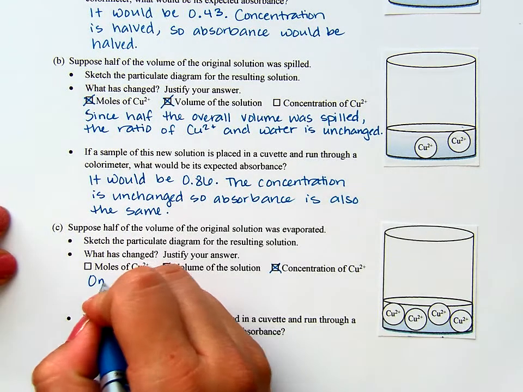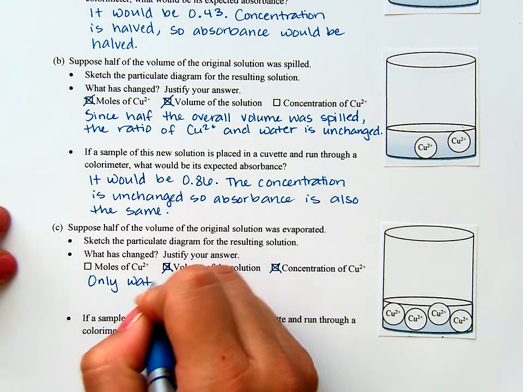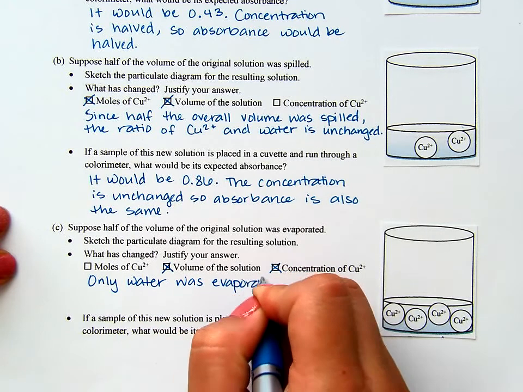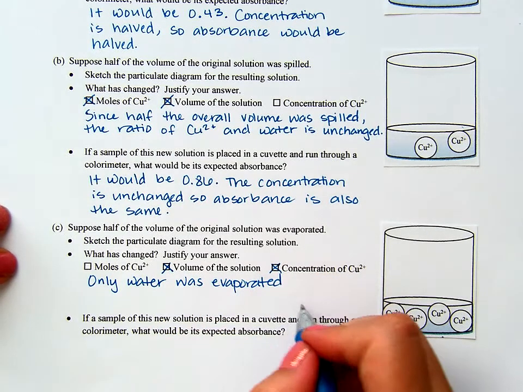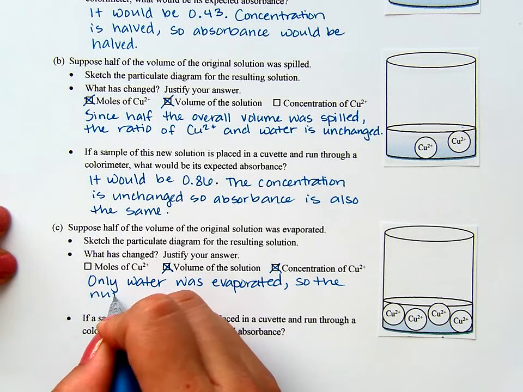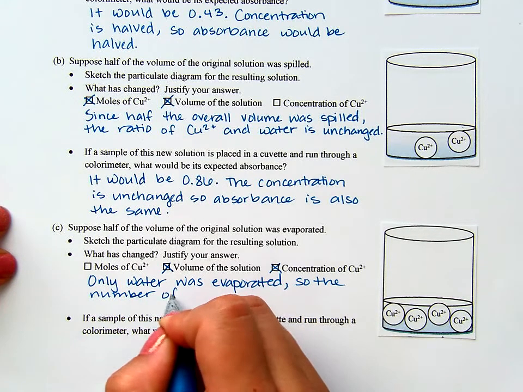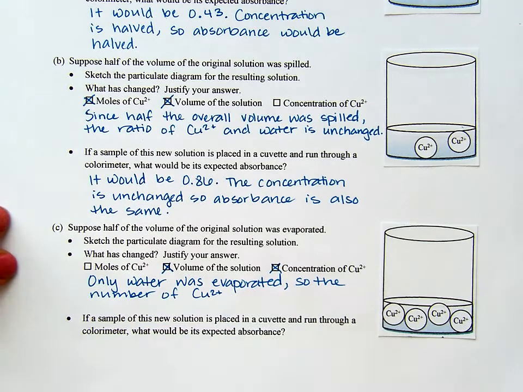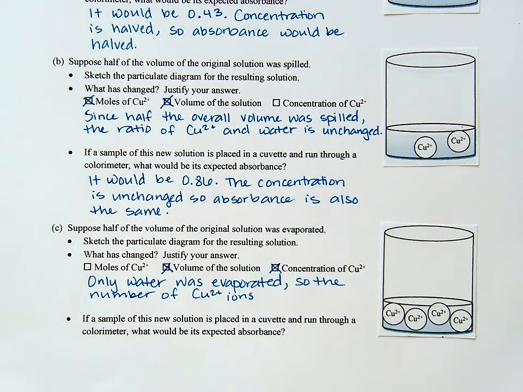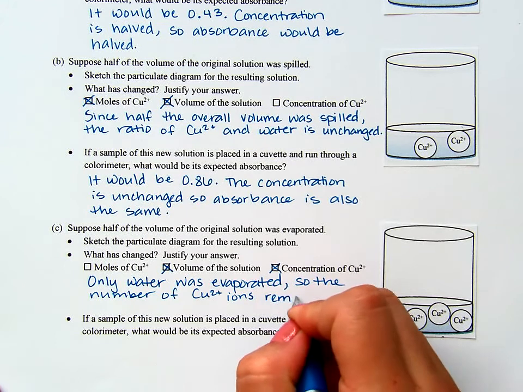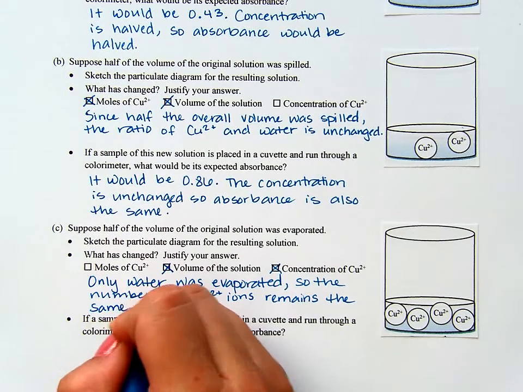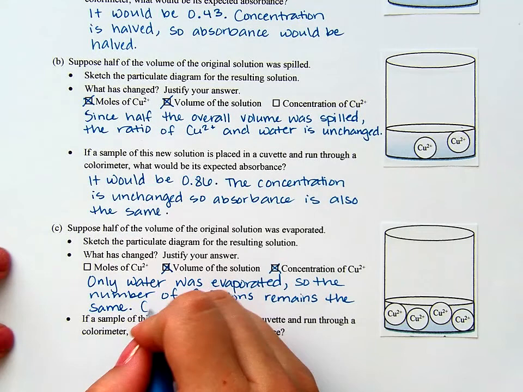So only water was evaporated. So the number of copper ions remains the same. Concentration is doubled.